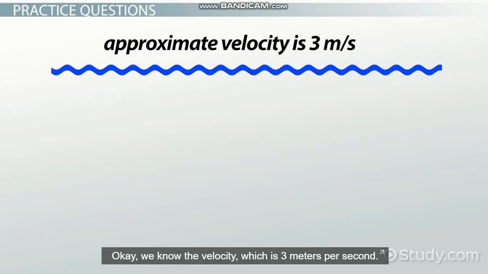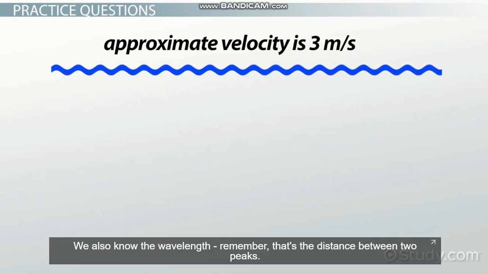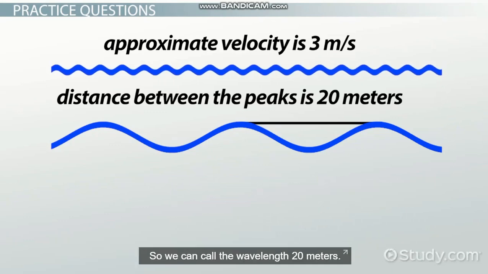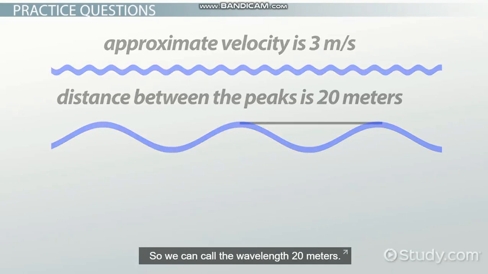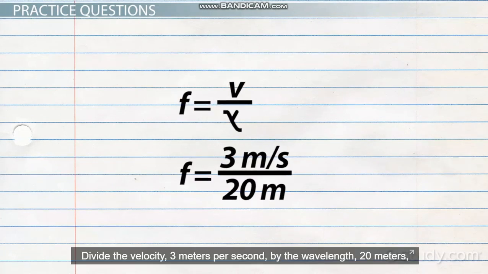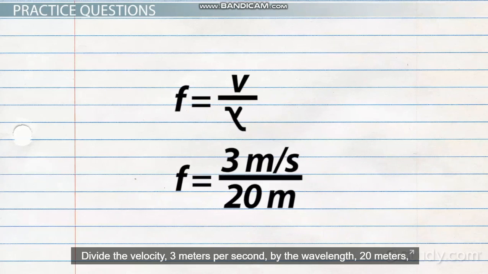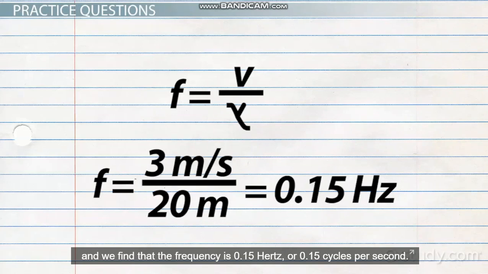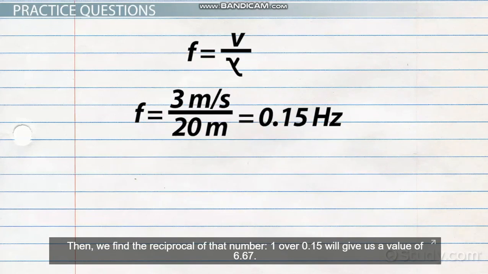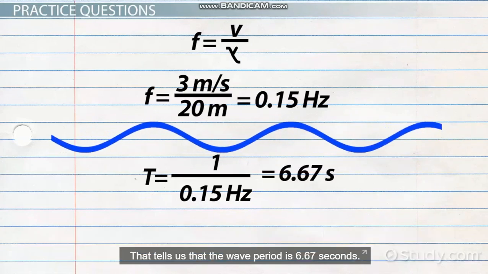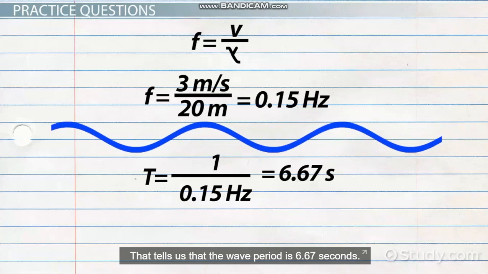Okay, we know the velocity, which is 3 meters per second. We also know the wavelength. Remember, that's the distance between 2 peaks. So we call the wavelength 20 meters. We can use these 2 bits of information to find the frequency. Divide the velocity, 3 meters per second, by the wavelength, 20 meters, and we find that the frequency is 0.15 hertz, or 0.15 cycles per second. Then we find the reciprocal of that number. 1 over 0.15 will give us a value of 6.67. That tells us that the wave period is 6.67 seconds.